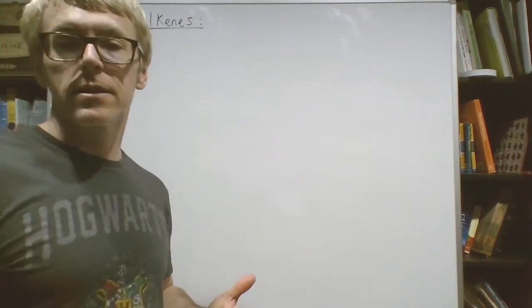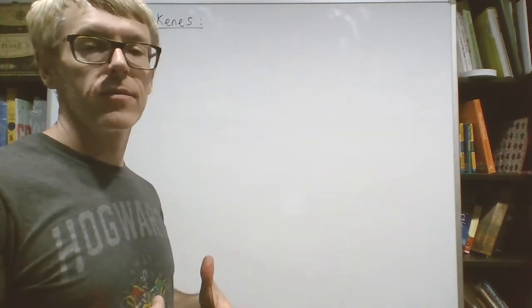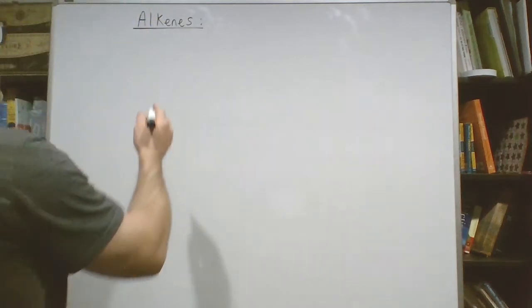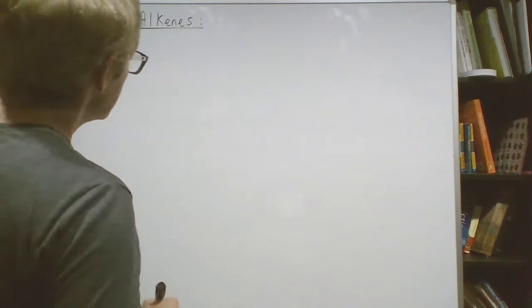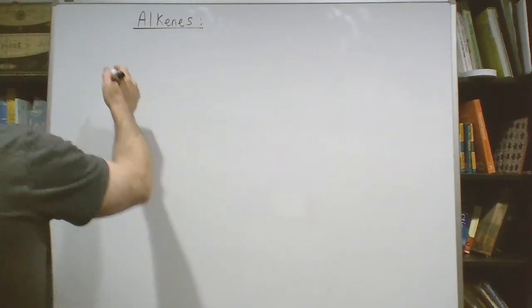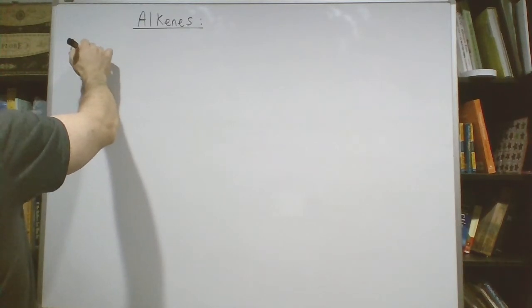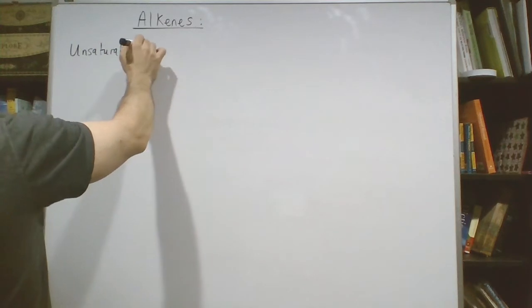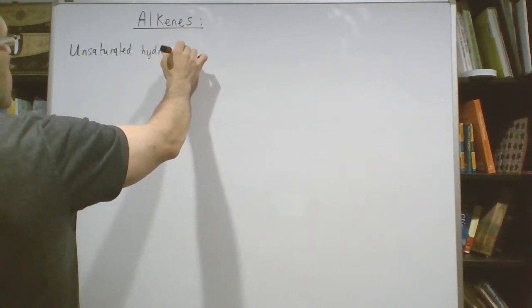In this video, we're going to start looking at alkenes, which are a class of hydrocarbon related to alkanes, but with a slight difference. So first of all, notice that the suffix "ene" is now different. So alkenes are unsaturated hydrocarbons.